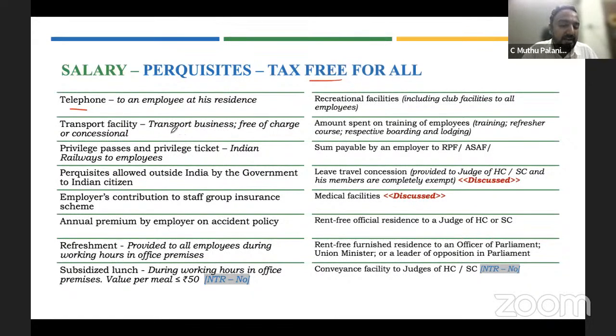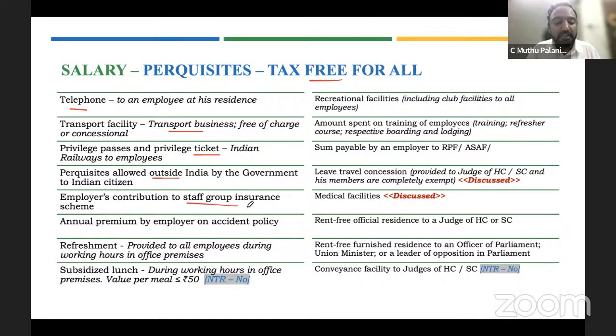Transport facility, transport business. So someone is in the business of transport. They are transporting their own employees. It is not a perquisite. So I have a business. I am into the business of transport. I am transporting employees of my business. So that is not a perquisite. Privilege pass or privilege ticket provided by the Indian Railways to employees. Not every company, it is only for Indian Railways. Perquisites allowed outside India by the government to the Indian citizen.